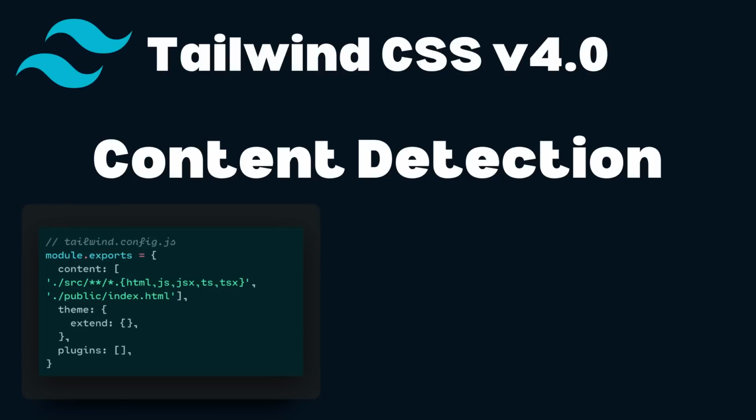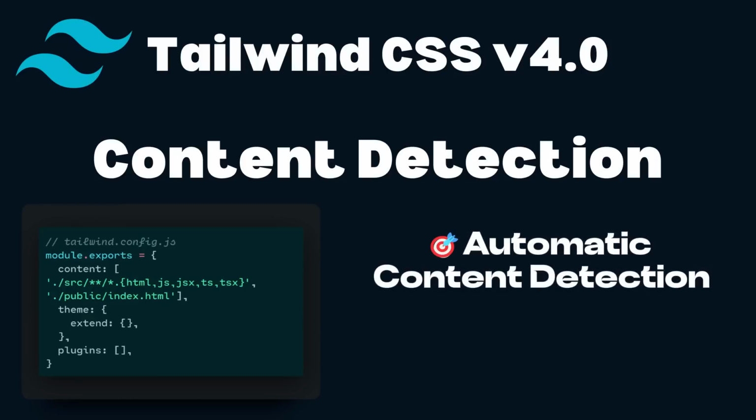If a file was not included in the content array, Tailwind would not process its classes, which sometimes led to unexpected missing styles. Now in Tailwind CSS 4, content detection happens automatically, making the setup much cleaner, smarter, and more efficient. Tailwind scans your project and detects which files contain Tailwind utility classes without requiring manual configuration. It also respects gitignore by default, meaning ignored files won't be unnecessarily processed, keeping performance optimized.